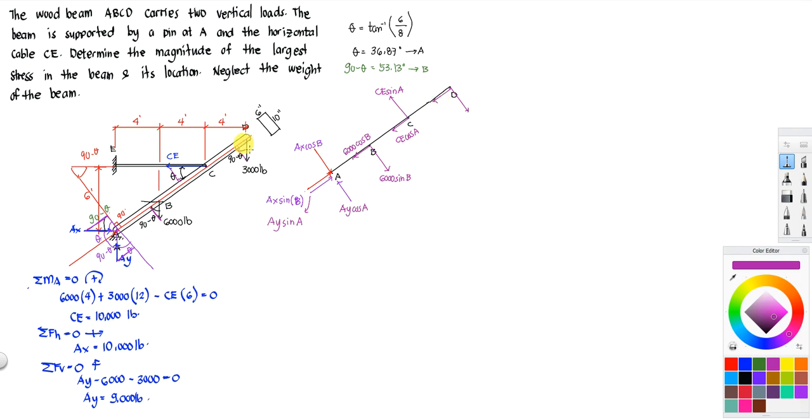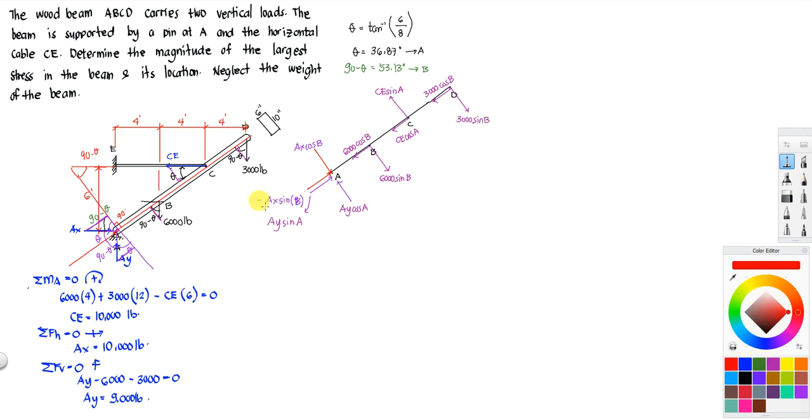So, again, gamit ko is 90 minus beta. So, this would become 3,000 cosine of beta. And then, this is 3,000 sine of beta. Okay? So, ngayon, lagyan na natin ng values.